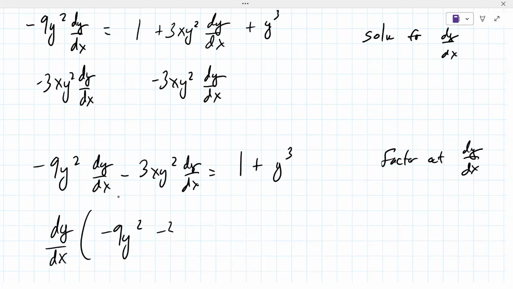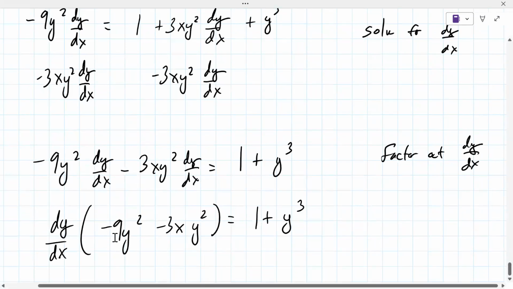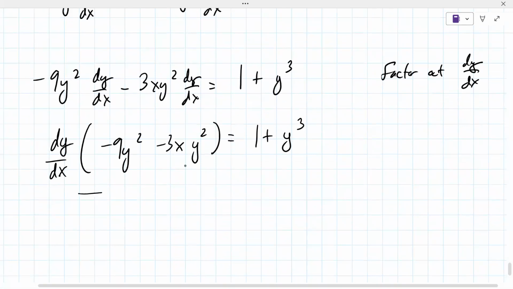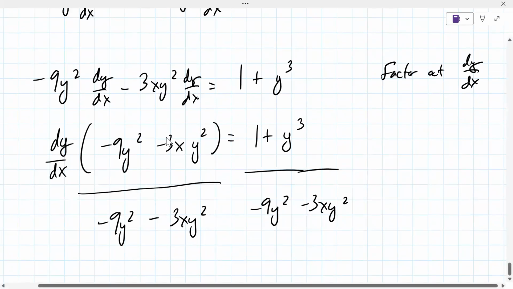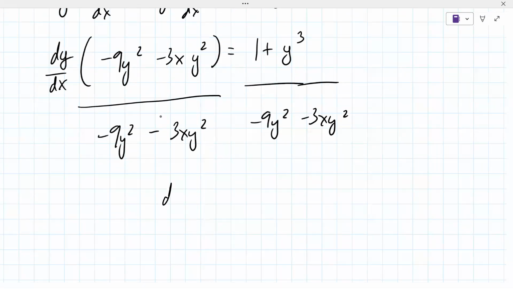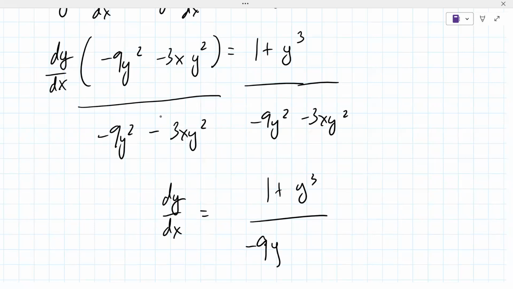Minus 9y squared minus 3xy squared equals 1 plus y cubed. And then you divide both sides by what's inside parentheses. And that's your final answer. Sometimes you can simplify a little bit. This one does not really have that.